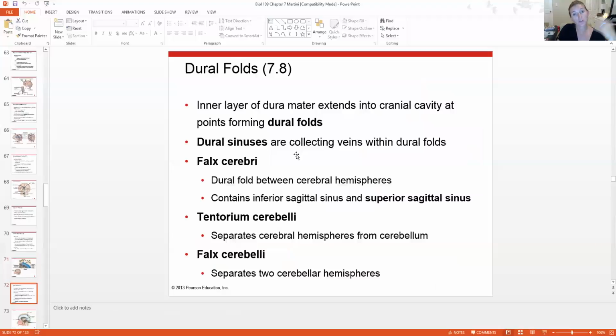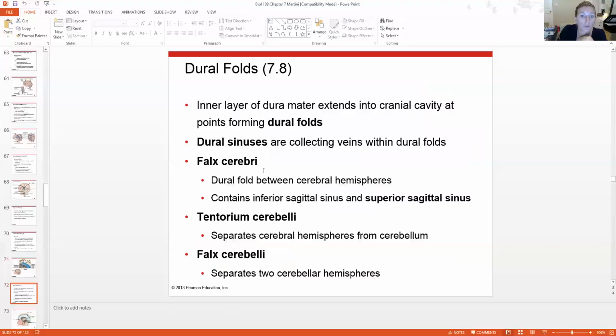So there's also dural folds. This is invaginations of those meninges and of the connective tissue. The dural sinuses are the collecting veins within the dural folds. So they're basically just little pools where the blood will sit and wait to be drained out.